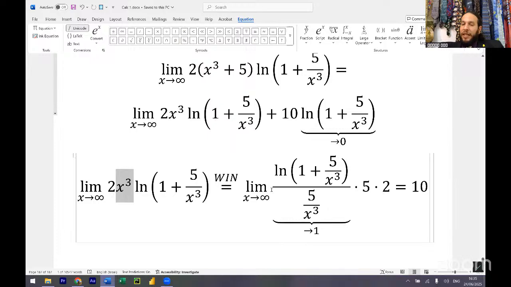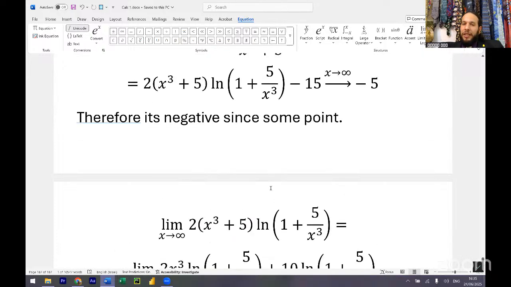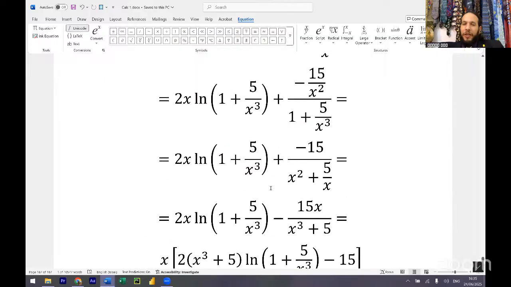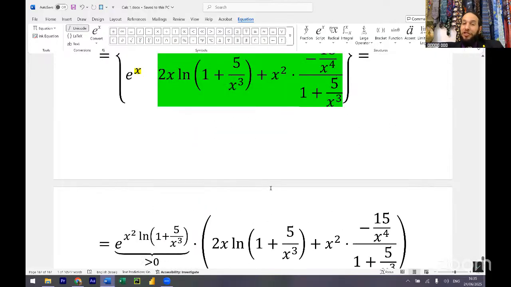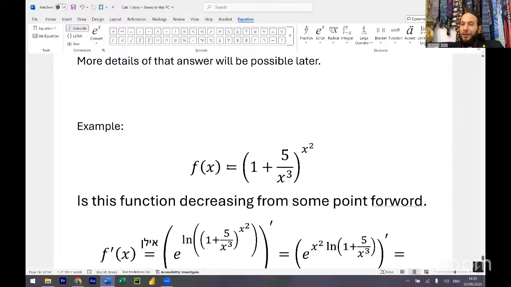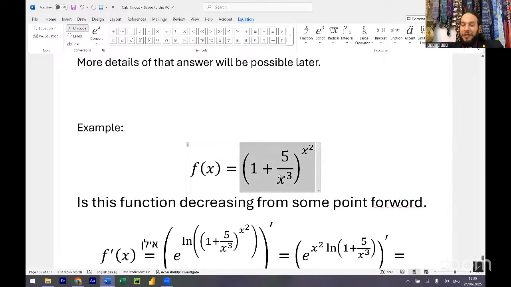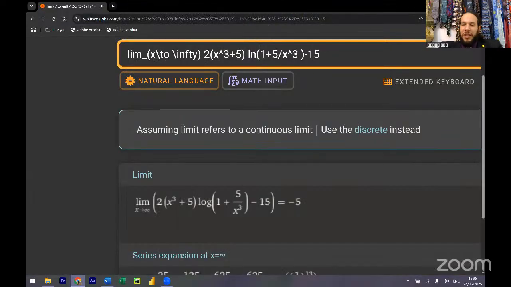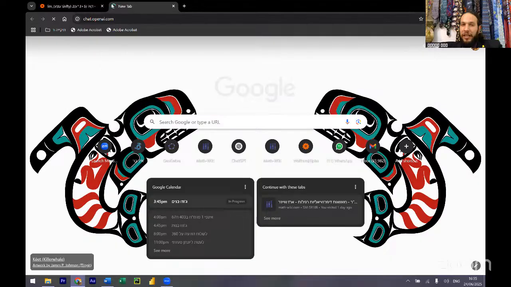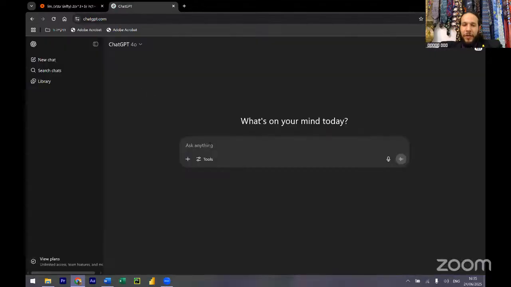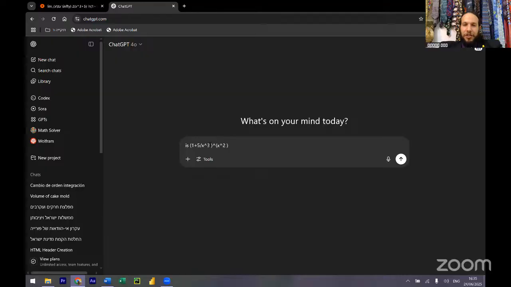In any case, we calculate the limit. I'm wondering, I'll take 5 minutes of your time to ask ChatGPT how he would have solved this question. Wonder if he'll give us a correct solution, and I wonder if he finds a simpler solution than the one I had here. Is this function decreasing from some x value forward?